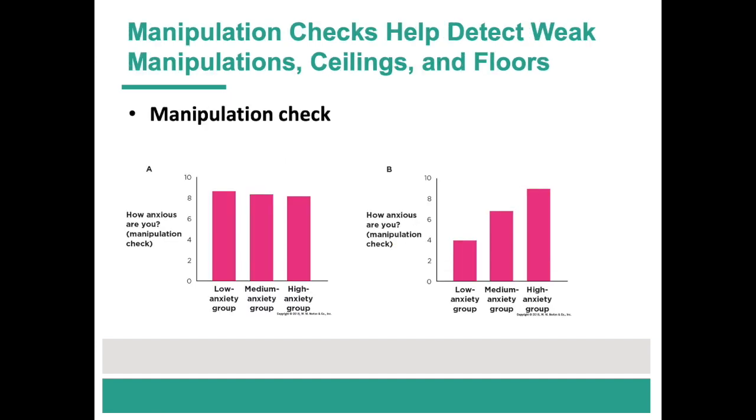So one way to understand about your manipulation, whether your IV is good, is doing a manipulation check. So you may do a manipulation check about anxiety. So a low anxiety group, a medium, and high. And if this is the case, how anxious are you? Our manipulation didn't work. The low anxiety group's actually slightly higher than the others. For B though, this is where it did work. The low anxiety group is the lowest, the medium is somewhere in between, and high is the highest. So you want to measure these things. So if we're trying to induce anxiety in individuals, we want to measure, did they actually feel that anxiety?